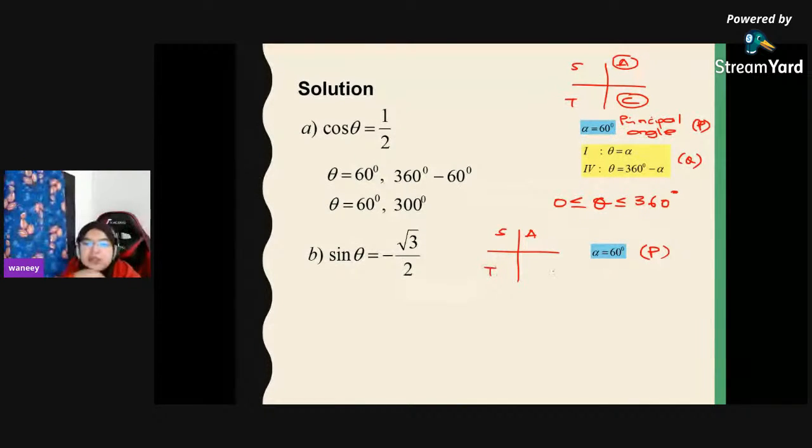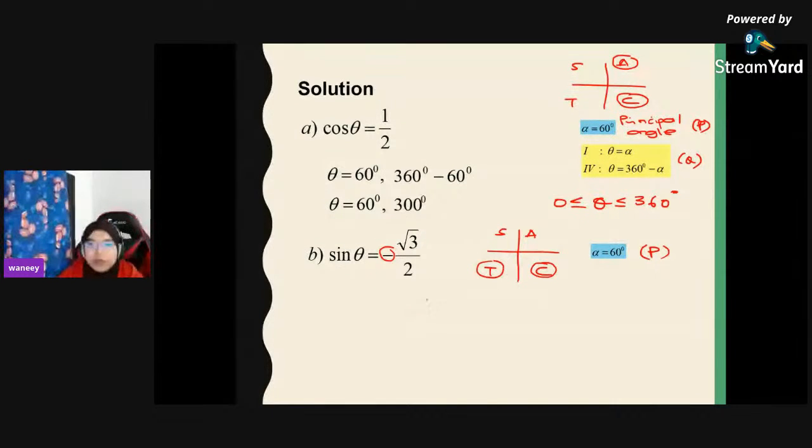ASTC. Now we need to think which quadrant gives a negative number if we use sine, because this one is a negative number. Obviously, in the first quadrant it will be positive. In the second quadrant, it will be positive as well. So that means we should look at the third or the fourth quadrant. So simply bring out the formula for the third and the fourth quadrant.